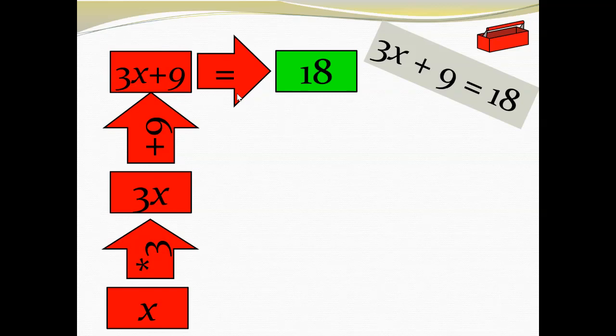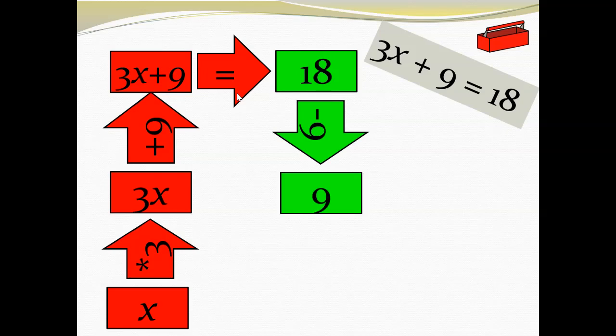Let's use our inverse operations so we can guide ourselves by looking across at the cards on the right. So the red arrow has addition of 9, so we subtract 9. That will yield us 18 minus 9, which is 9.